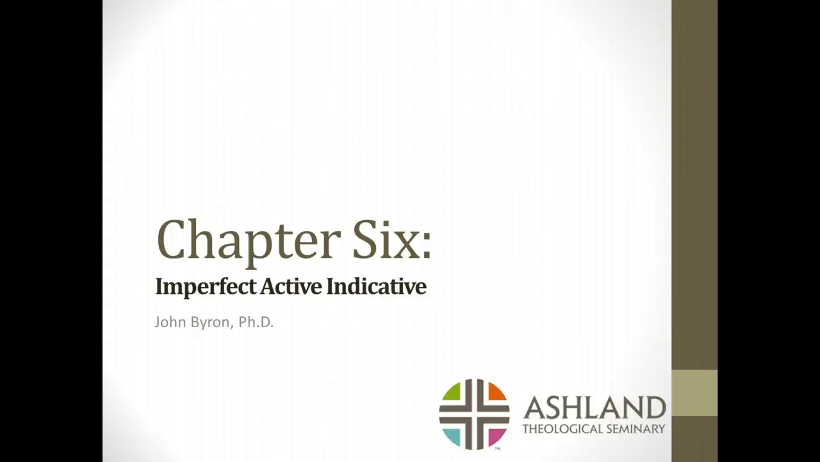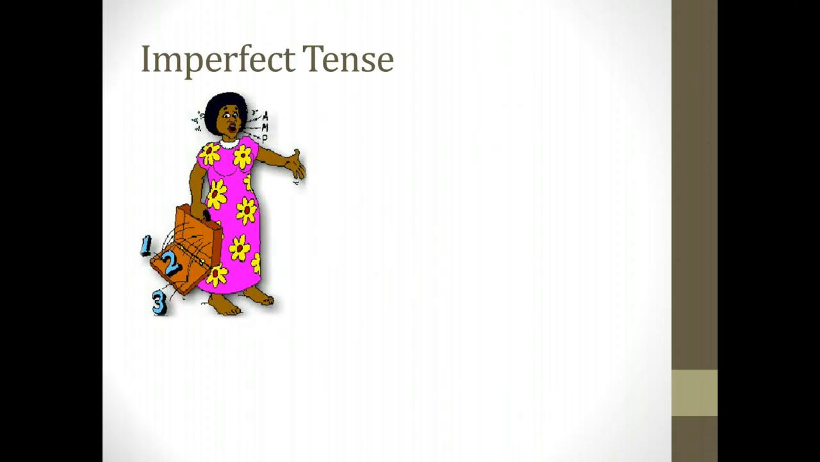Welcome to Chapter 6. In this chapter, we're going to learn the imperfect, active, indicative tense of the verbs. We're also going to take some time and look at demonstrative pronouns. I'm sure you all remember Vera Verb. She introduced us to the present tense verbs, and as you remember, she'll be with us all along.